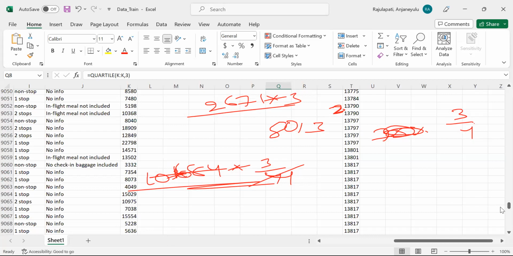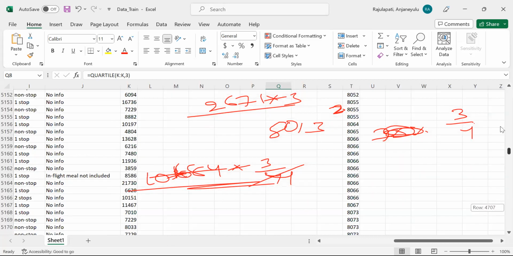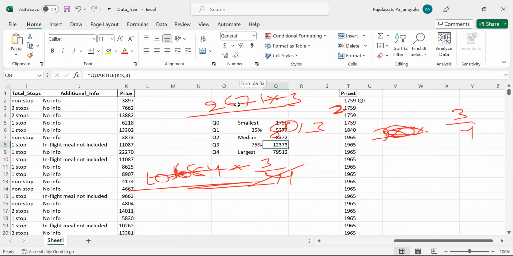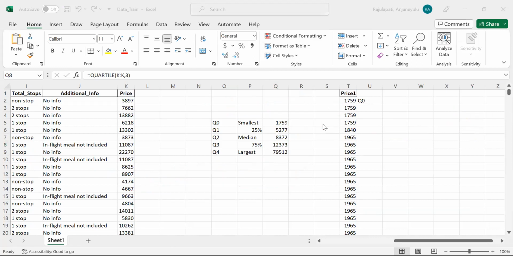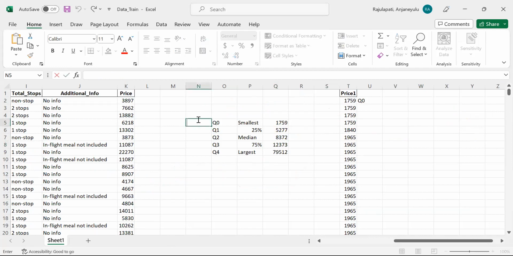But for this calculation, you don't need to do all these things manually. We have direct formulas that we can use. The formula is a very simple thing, the quartile formula, and you don't need to remember small, min, max either. Simply use quartile. This is the formula in Excel, and you provide the data and then which quartile you want.